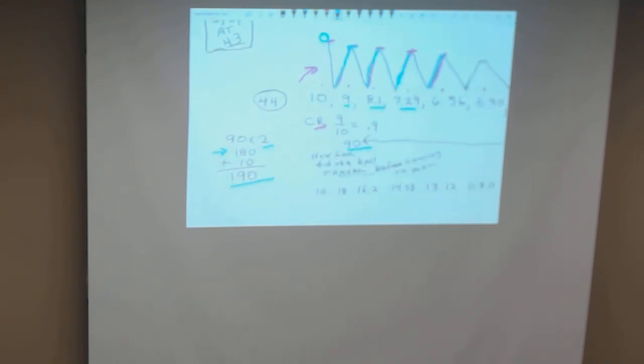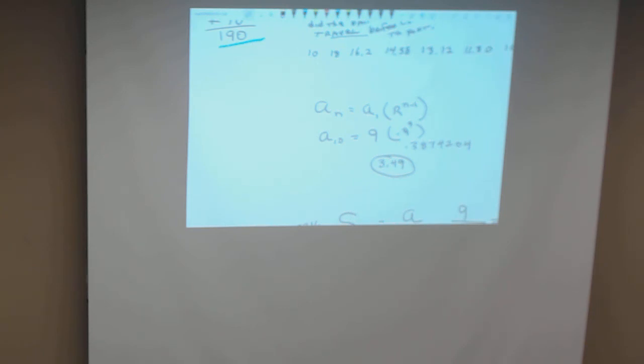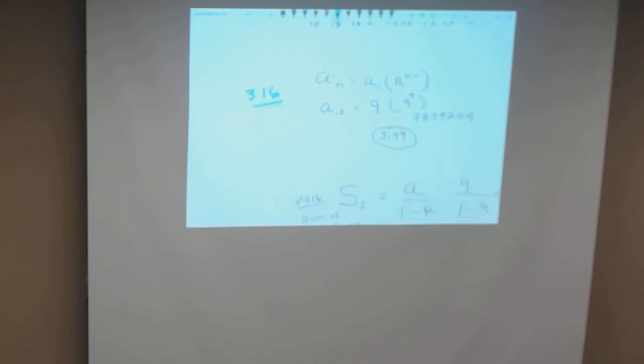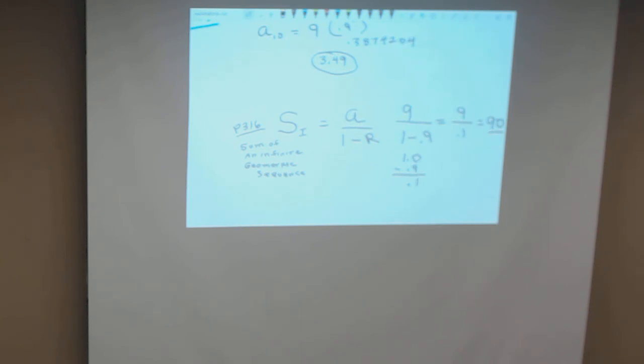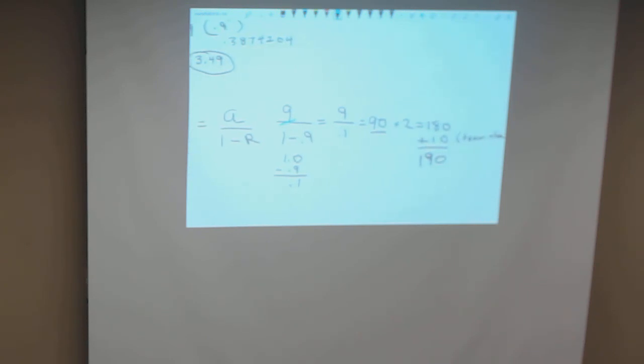And can you see where what I just did is a lot more work than if you just take the formula for an infinite geometric sequence, which is on page, what was that? How come I didn't write it down there? Page 316. It's on page 316. Oh, here it is. So the sum of the infinite geometric sequence is a sub 1, 9, divided by 1 minus 9/10, which is 90. And then I had to double them times 2 and then add that 10 in where I dropped it to begin with to get to the final answer of 190.